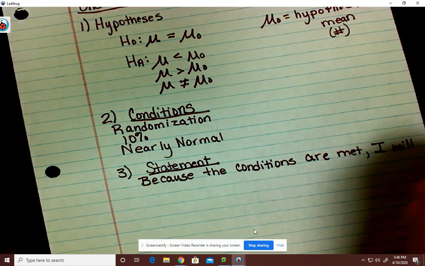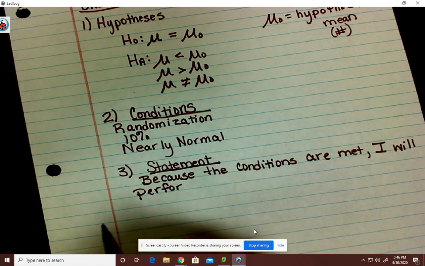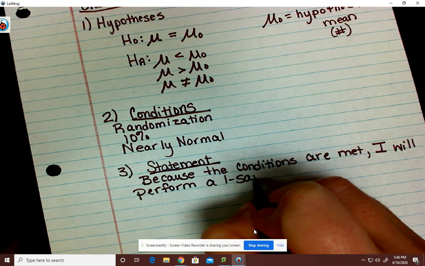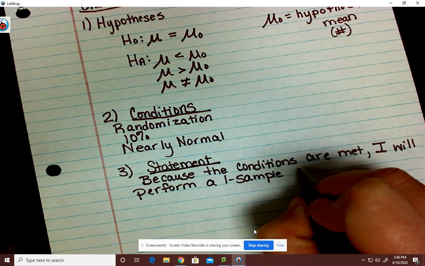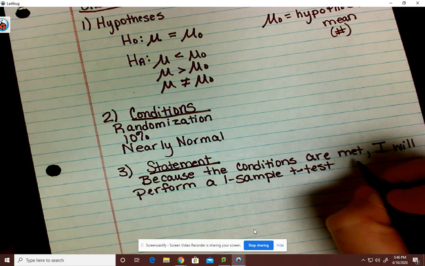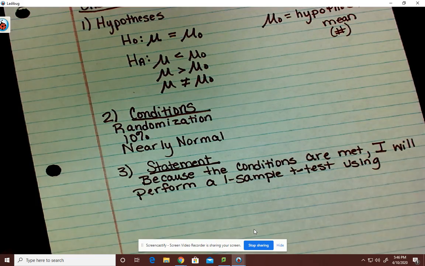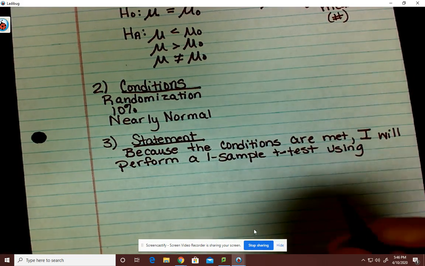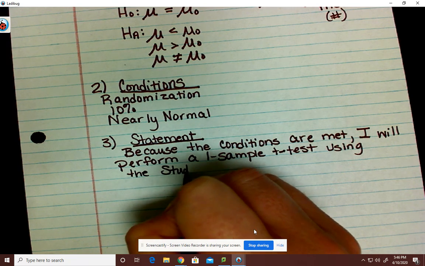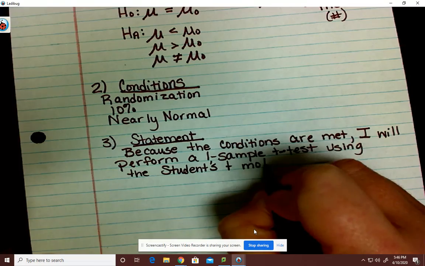So this time you are going to perform a one sample t-test for the mean. I think if you just say one sample t-test, that would suffice. And this time, since it's a t-test, we're using not the normal model, it's the Student's t model. And we learned about this when we did confidence intervals.